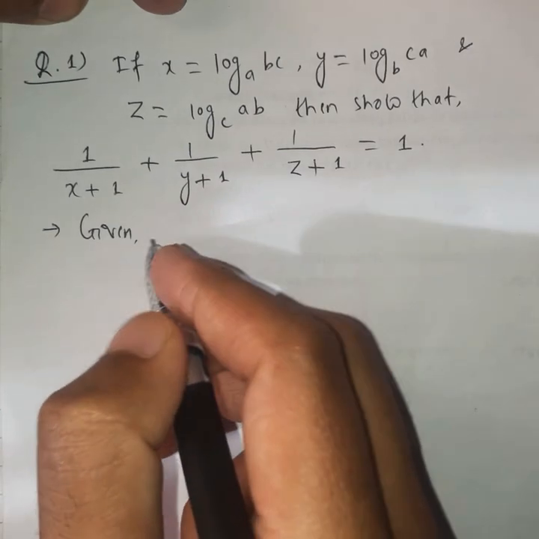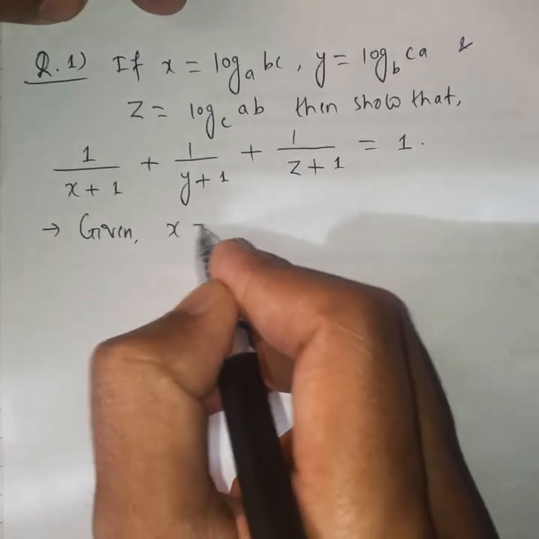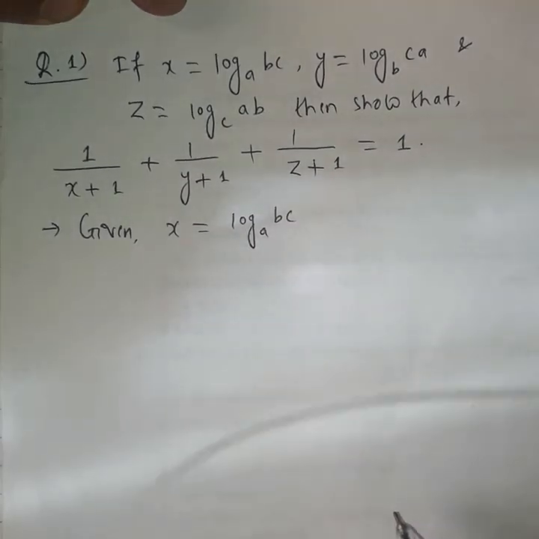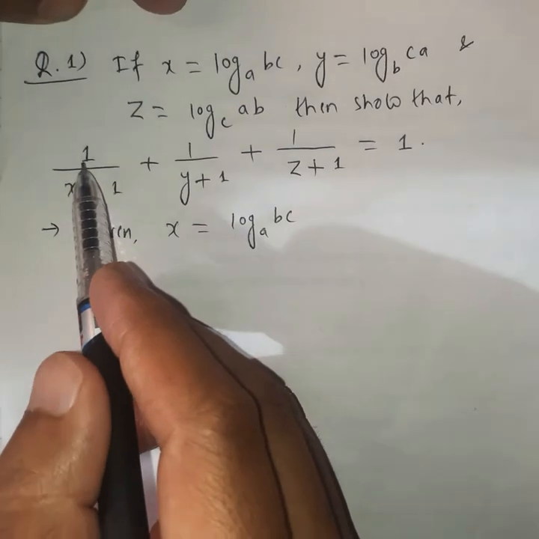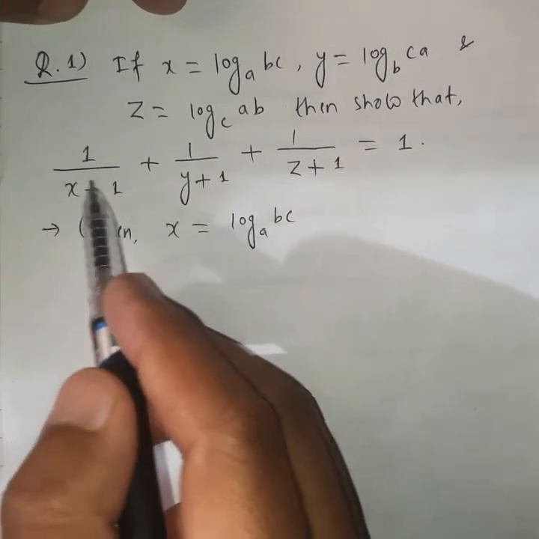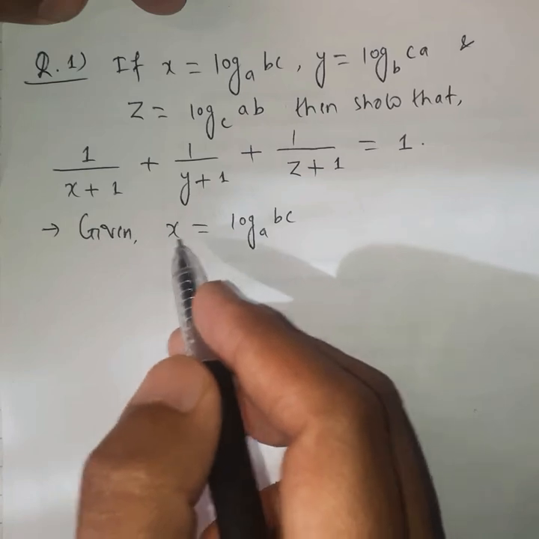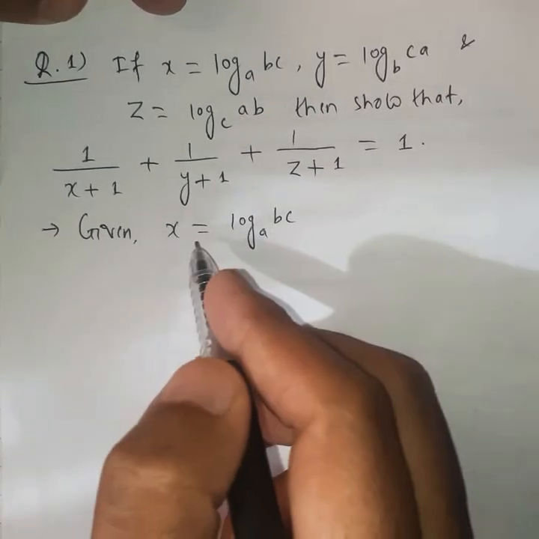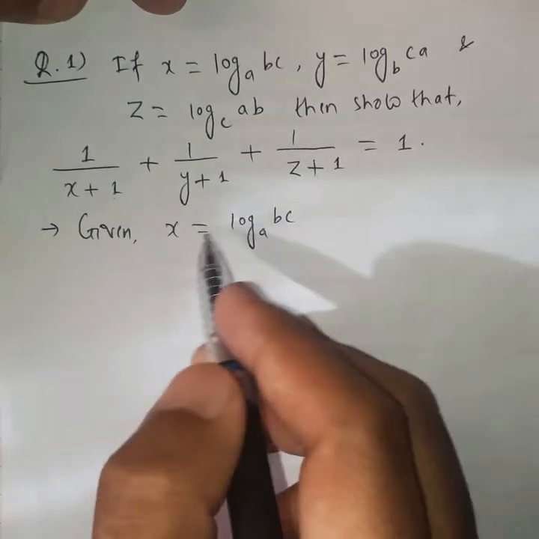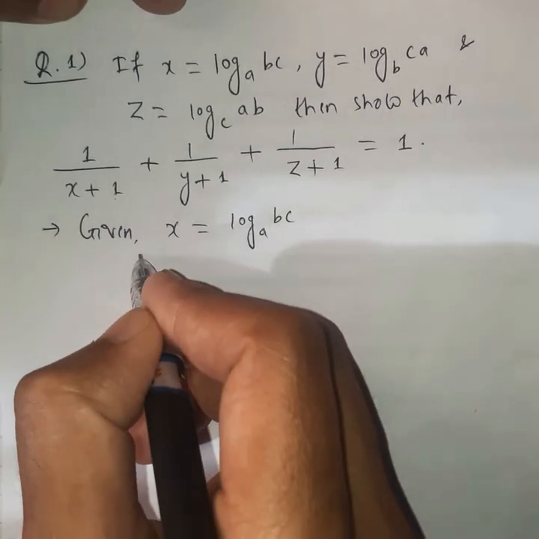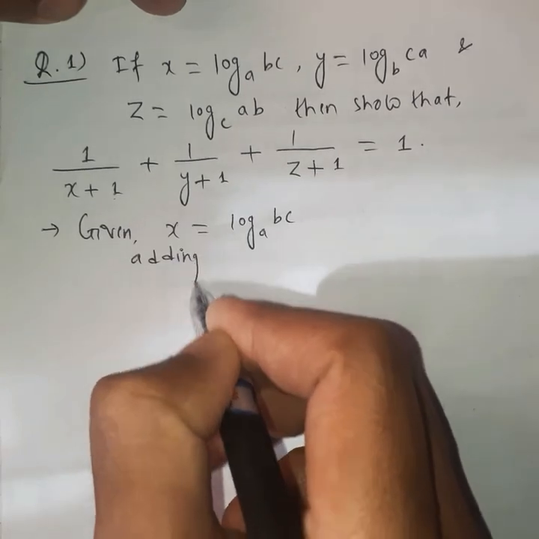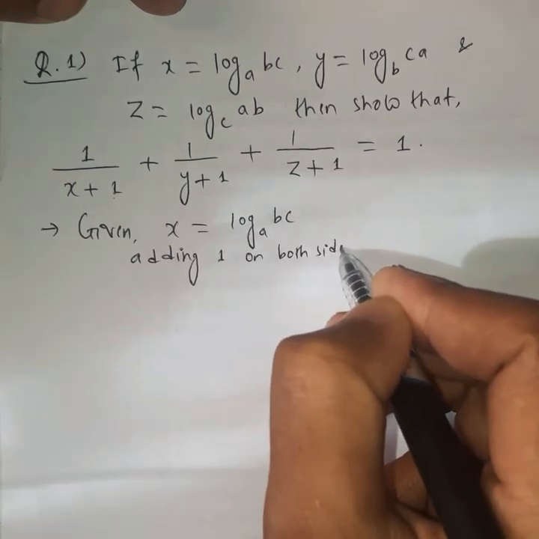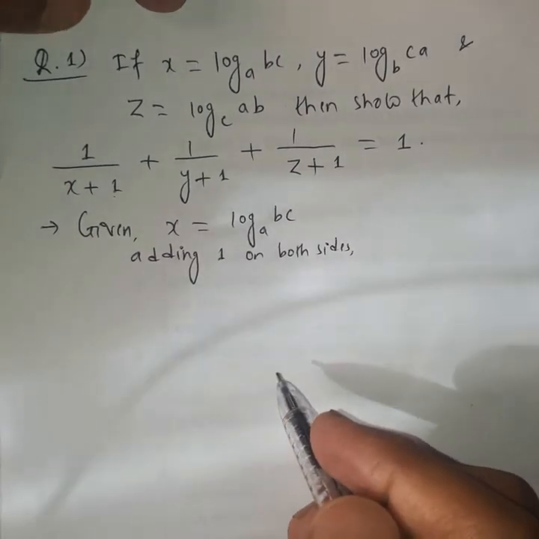the given information of this question: the value of x is given here, log with base a of the number bc. But in our target, x plus 1 is needed, so we can evaluate the value of x plus 1 directly from these relations. So we add this number 1 on both sides of the equation. We can add the same number on both sides of an equation.